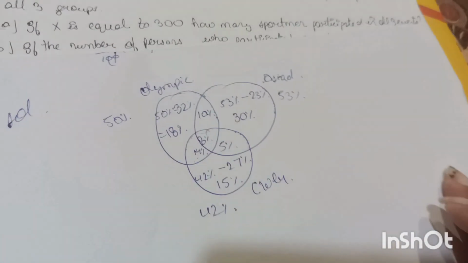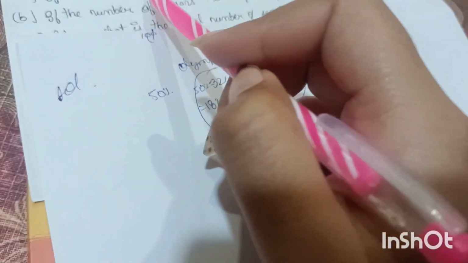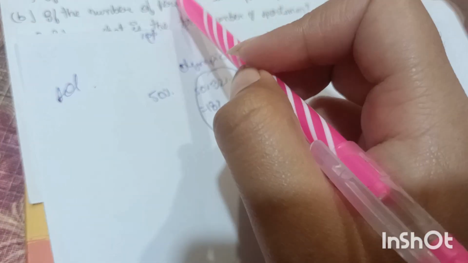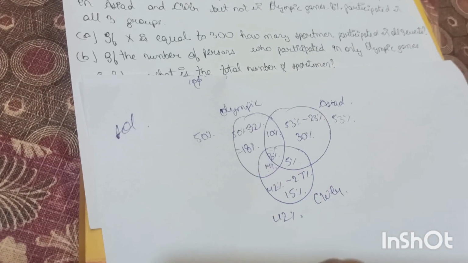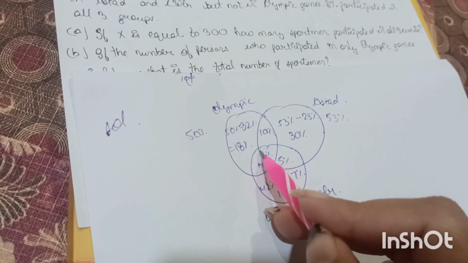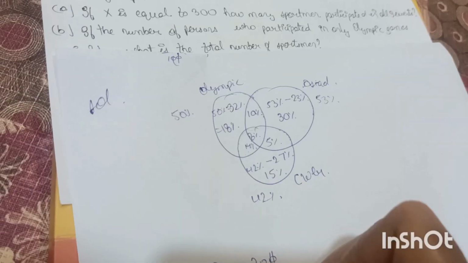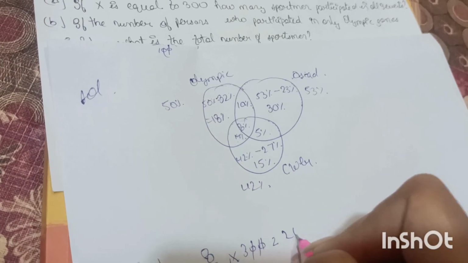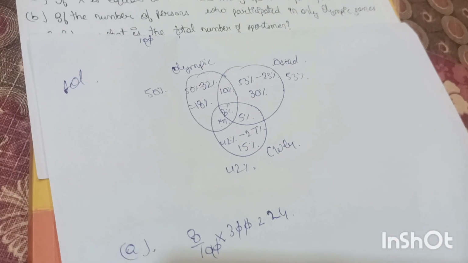Now let's solve the question. You have been given the value for x. X means total sportsmen, 300, and we have to find who have participated in three events. For A, for three events it is 8%, so 8 upon 100 into 300, which is 24.